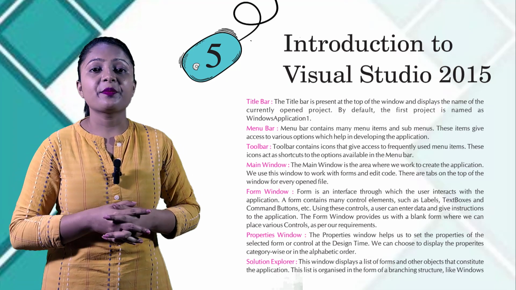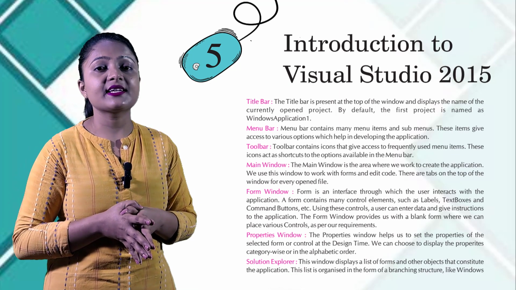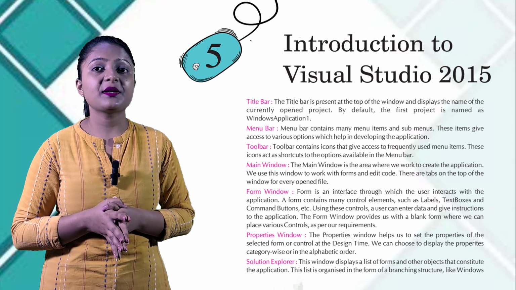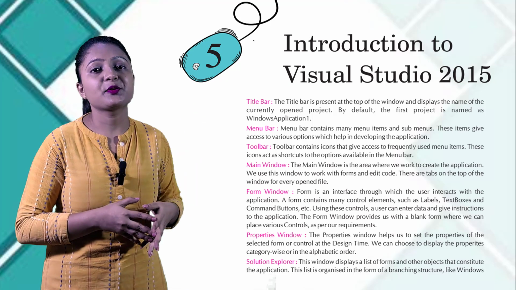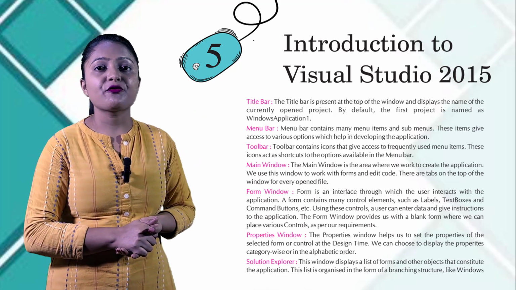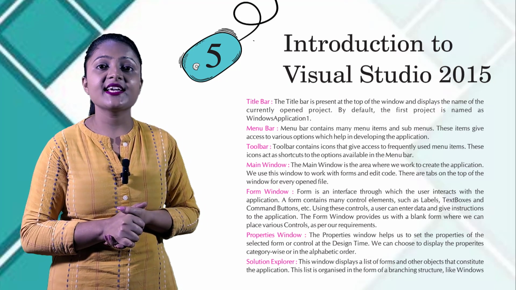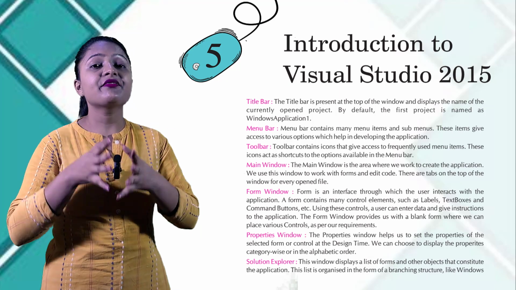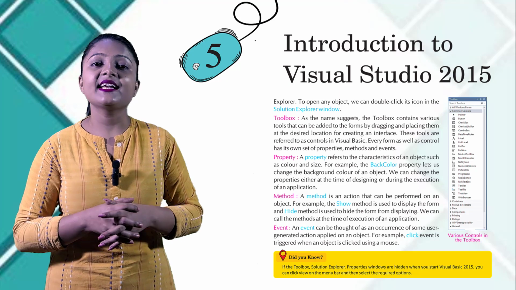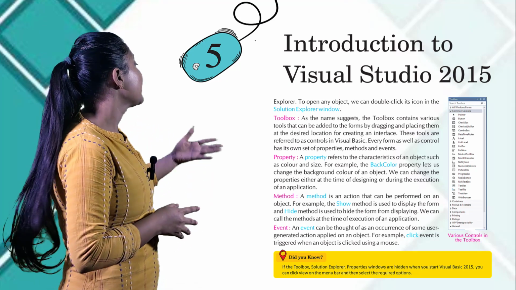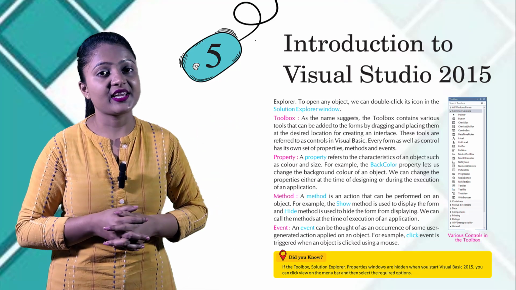Properties windows. The properties windows helps us to set the properties of the selected form or control at the design time. We can choose to display the properties category-wise or in alphabetic order. Solution Explorer. This window displays a list of forms and other objects that constitute the application. This list is organized in the form of branching structure like Windows Explorer. To open any object, we can double-click its icon in the Solution Explorer window. In these images, you can see a Properties window and a Solution Explorer interface.